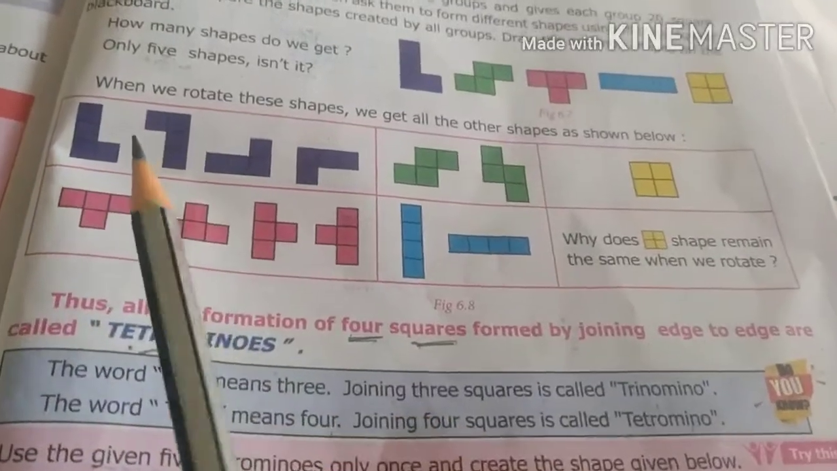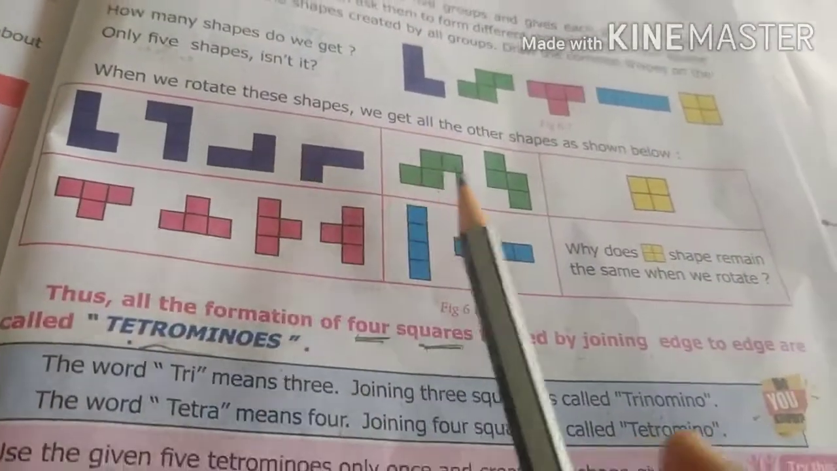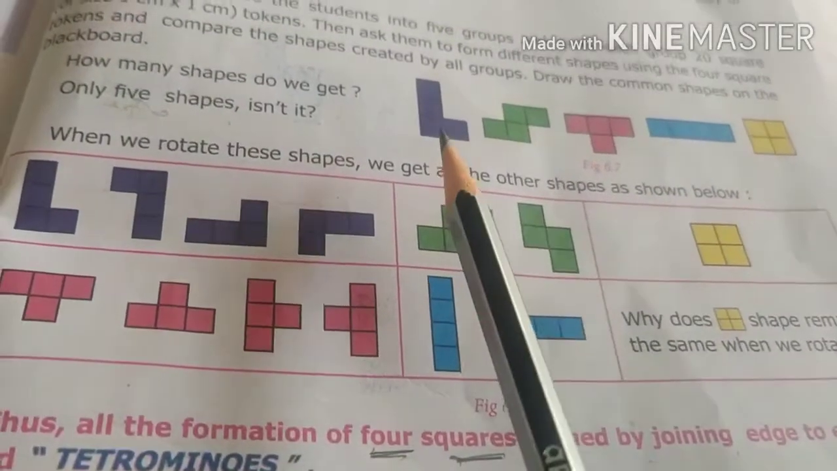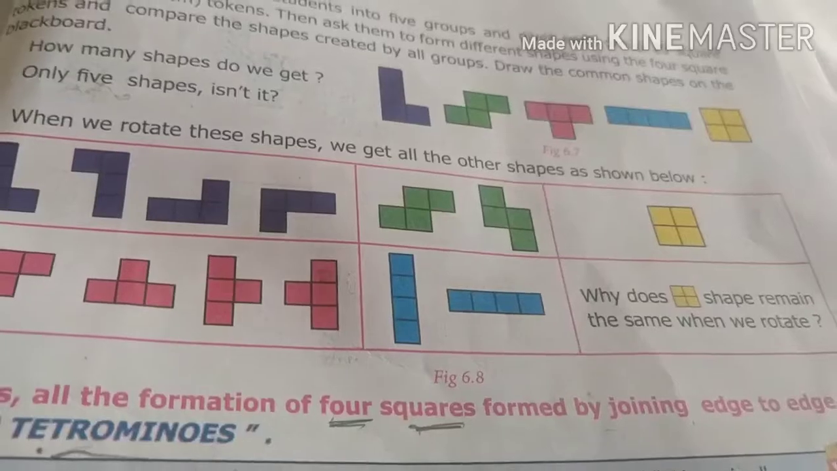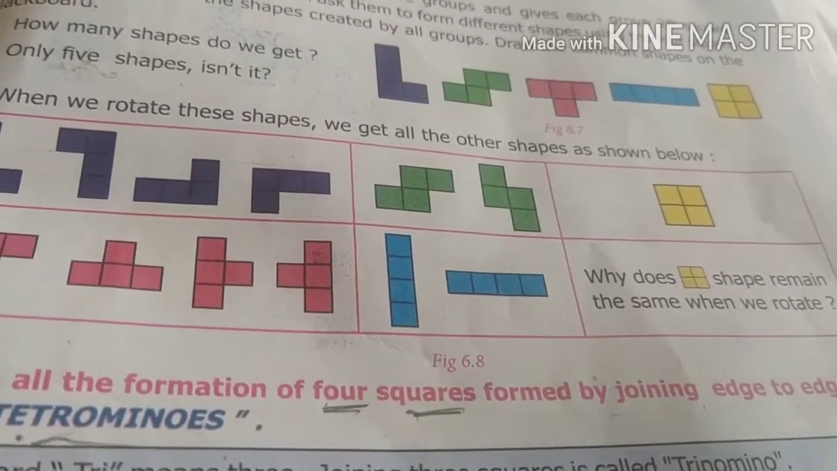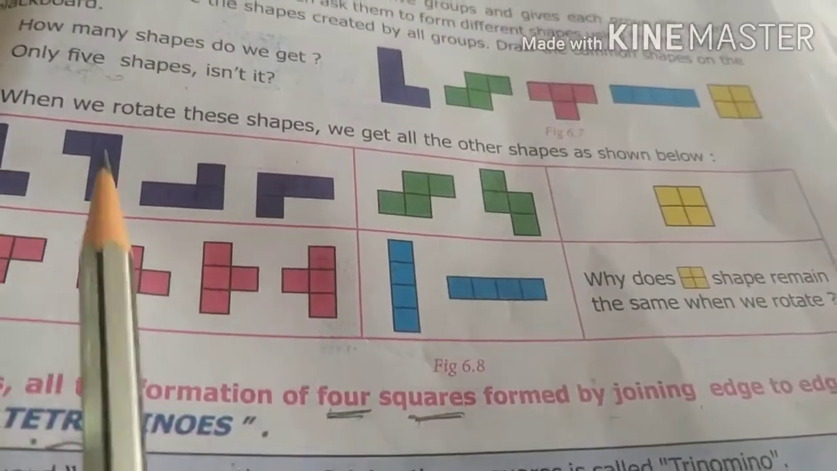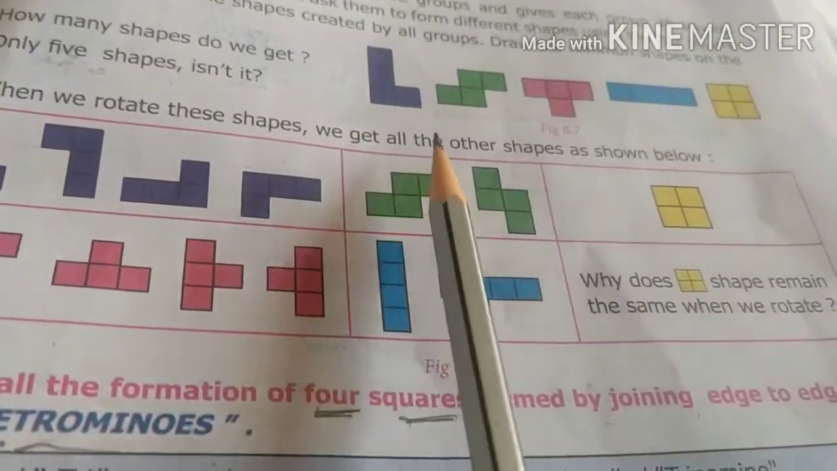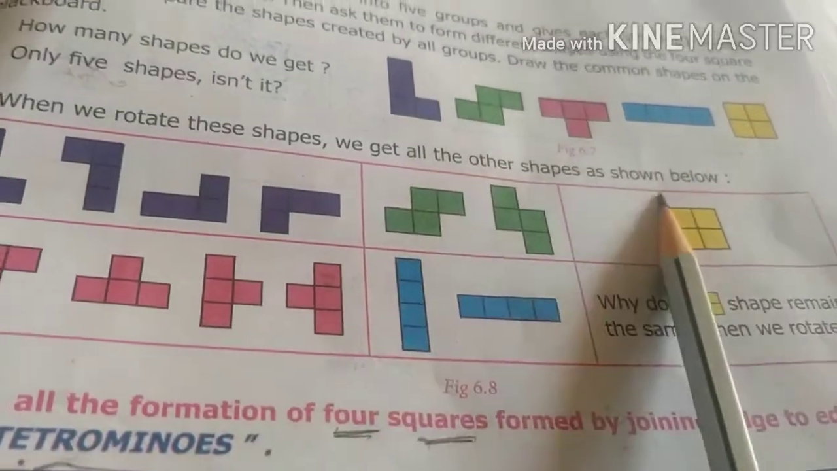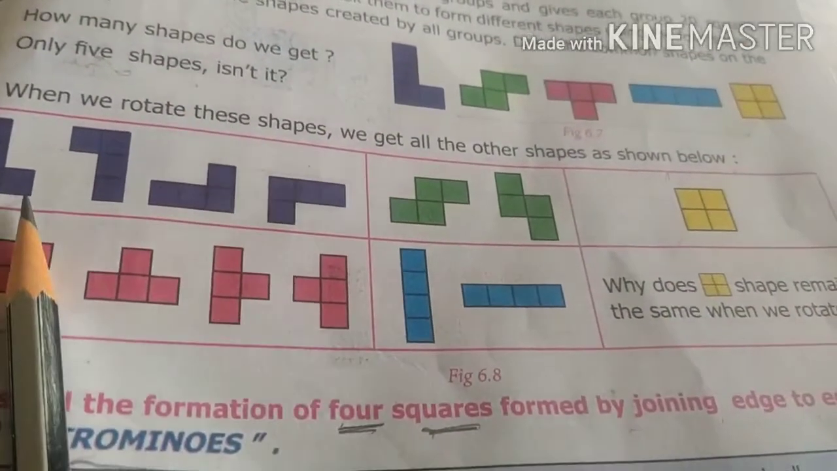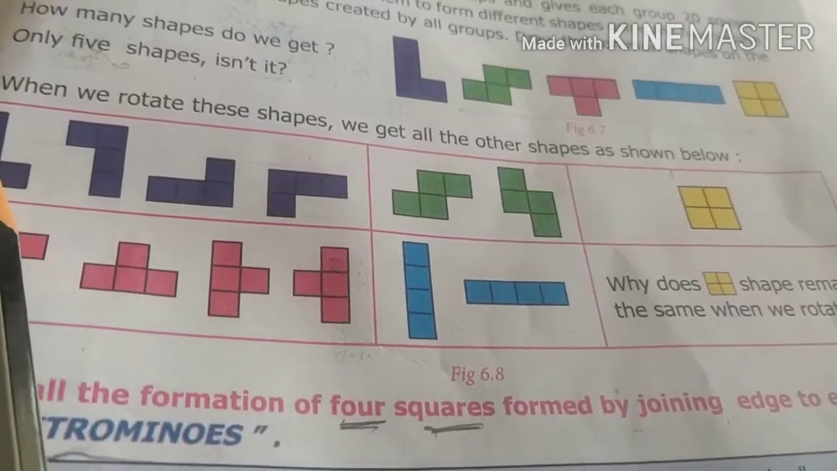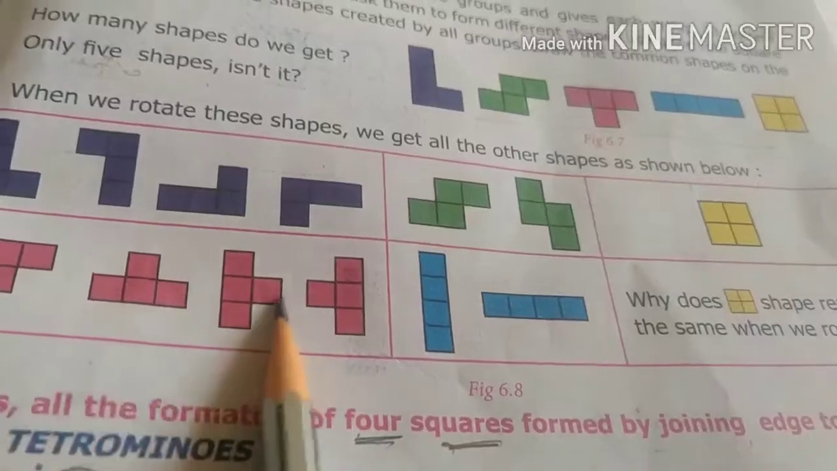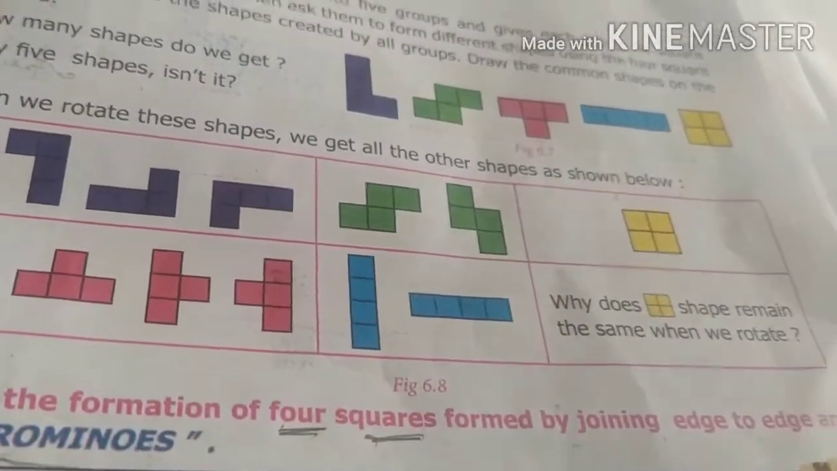Children, look at this. All these shapes have four squares. In these four squares, if we change the direction we can get more shapes also. When we rotate these five shapes, we get all the other shapes as shown below. We will get this, we will get this. The four squares are formed like this. If I only change the direction, I can get the image like this.